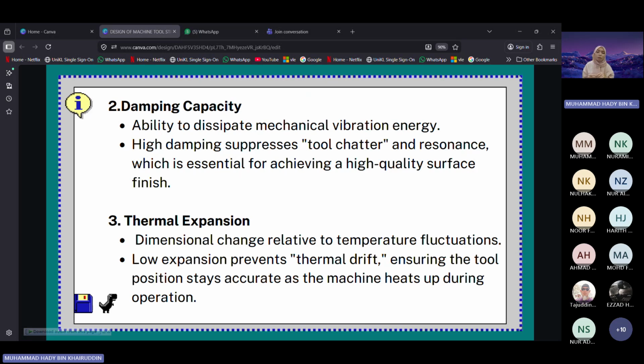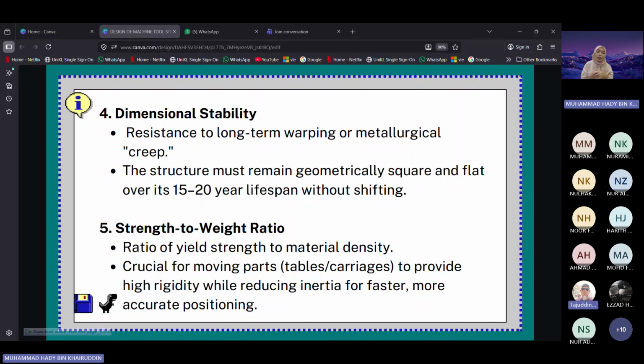Third is thermal expansion. We want low expansion to prevent what we call thermal drift. This ensures that as the machine heats up during a long shift, the tool position stays accurate and doesn't shift out of tolerance. Fourth, we have dimensional stability. This is resistance to long-term warping and creep. The structure must remain geometrically square and flat over its 15 to 20-year lifespan without shifting its shape.